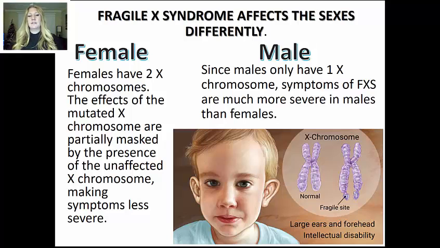Fragile X syndrome affects the different sexes differently. In females, since females have two X chromosomes, the effects of the mutated X chromosome will be partially masked by the presence of the healthy, unaffected, unmutated X chromosome. So this makes the symptoms of Fragile X syndrome less severe. In males, however, since males only have one X chromosome, the symptoms are more severe.